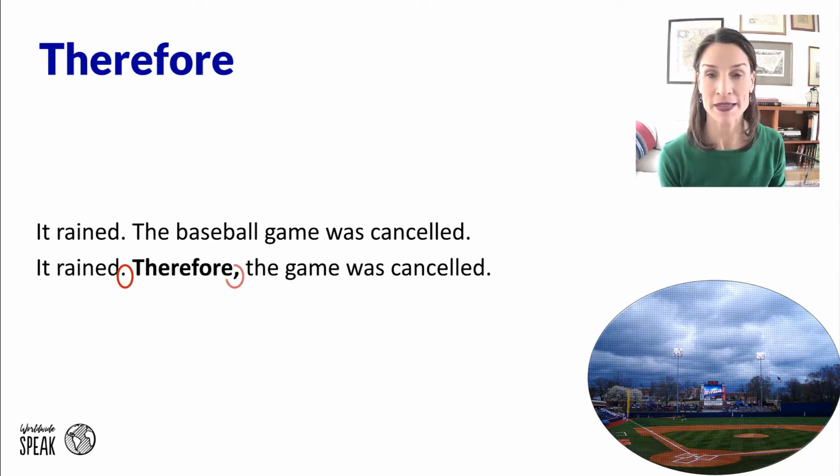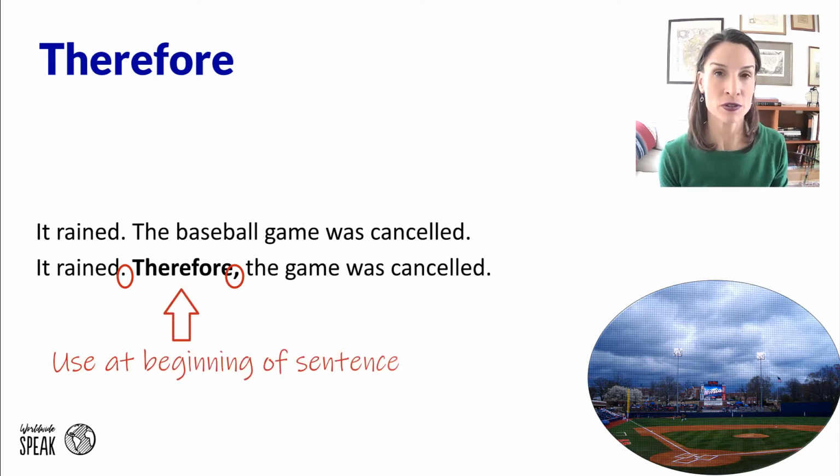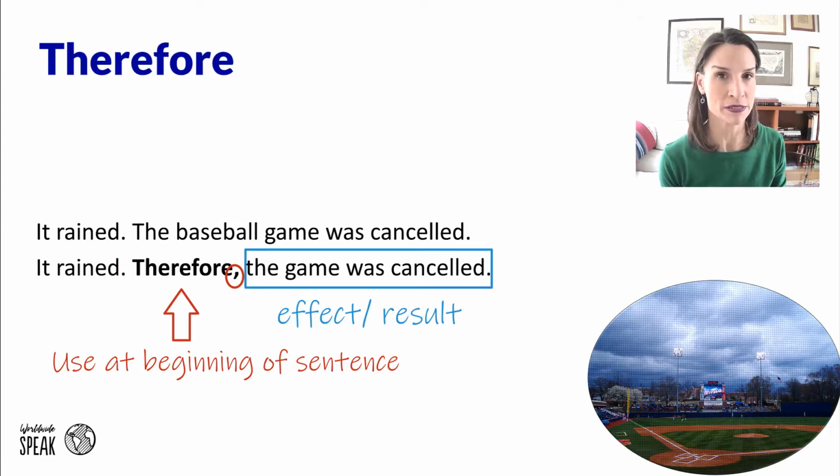Therefore, the game was canceled. So I'm going to use therefore right here at the beginning of a new sentence. I will say, therefore, comma, the game was canceled. I will use therefore with the effect or the result. It's going to begin the result sentence. And after I use it, I will use a comma.